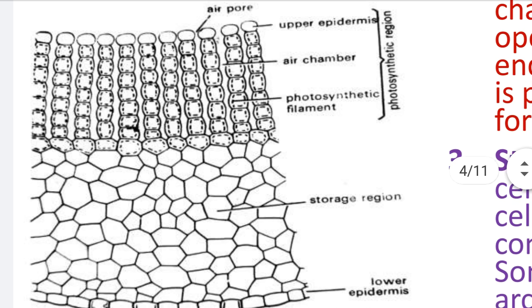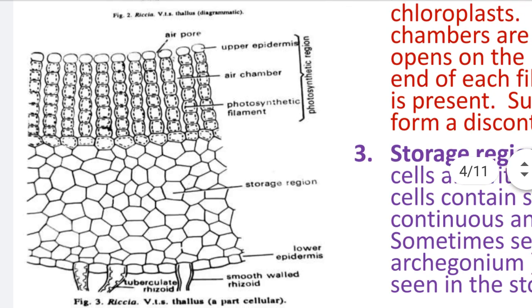Now this is the detailed diagram, the cellular details of the thallus. Toward the top, the upper epidermis is discontinuous, then air chambers are there in between two photosynthetic filaments. In between two filaments, an air chamber is there. The air chamber opens with air pores. The upper region is called the photosynthetic region, and the lower region is the storage region, made of parenchymatous cells, which store the food material in the form of starch. At the end, the lower epidermis is there, which is continuous and produces smooth walled and tuberculated rhizoids. Along with rhizoids, scales are also produced. In this way, this is the transverse section of the Riccia thallus.